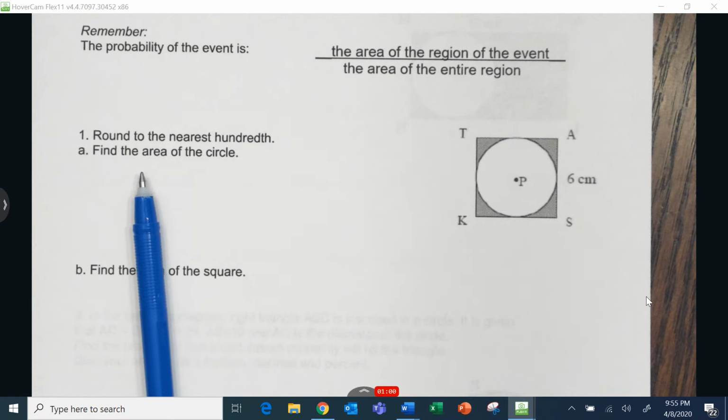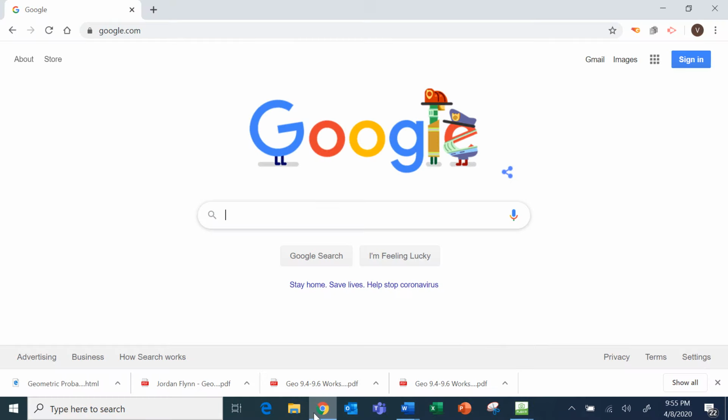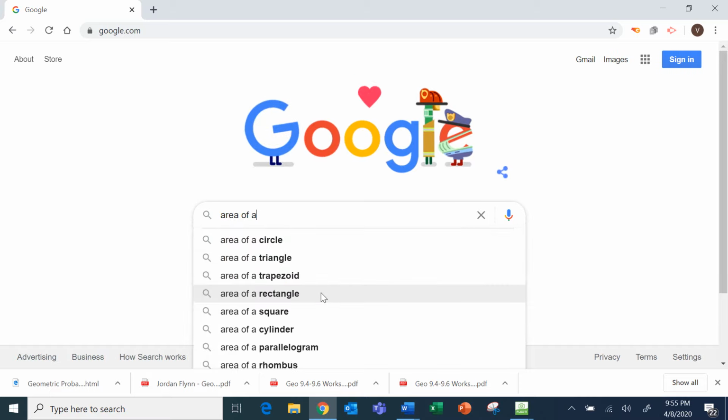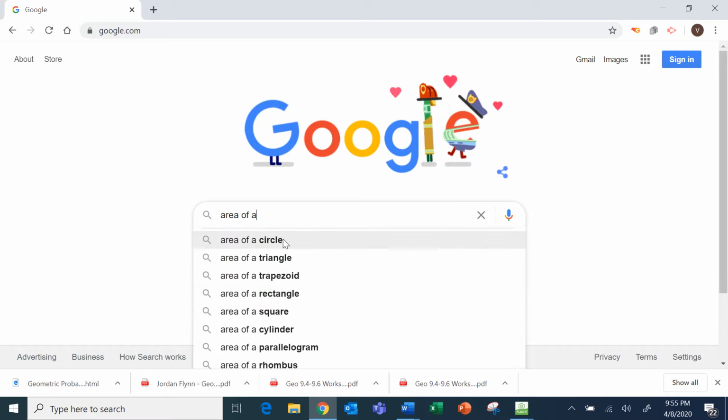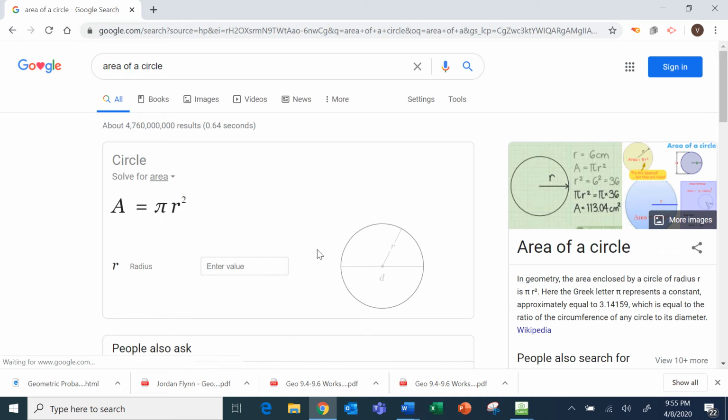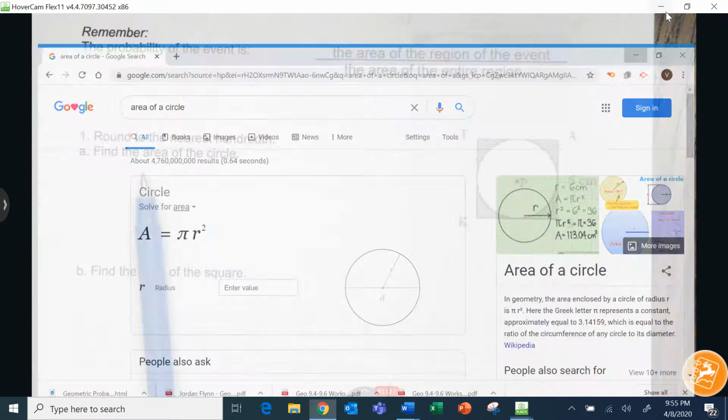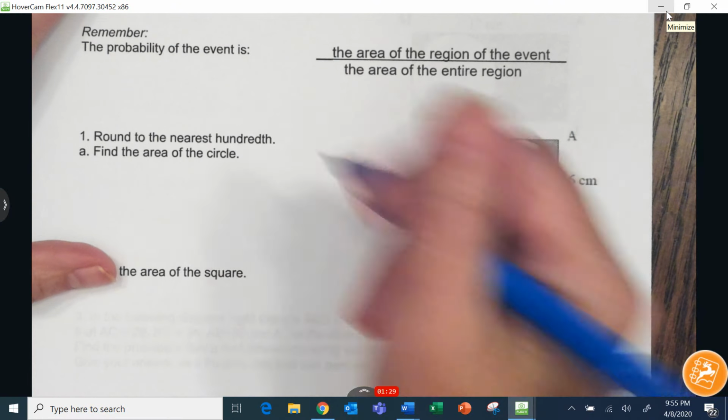So I just want to show you guys, you have this amazing resource. Google. You can just type in area of a, and it's even coming up, area of a circle, and it tells you the formula right there. So if there is something that you come across on this assignment and you don't remember how to find the area of it, please just look up the equation formula. So pi r squared is the area of a circle formula.